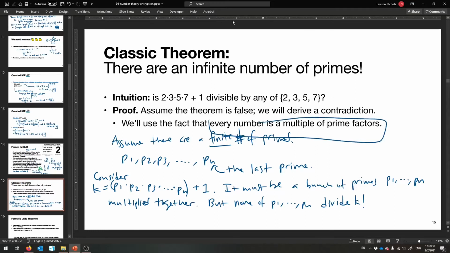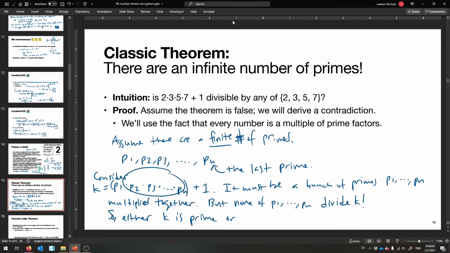That means every number must be a multiple of prime factors. We know that's true. That means either k itself is prime, which is a possibility, because there must be something that wasn't in our list that was prime. So either k is prime, or there's a prime in our list that it is a factor of that is not listed in it. Okay? There is a prime that isn't k. K is not prime. But there is a prime that we forgot.